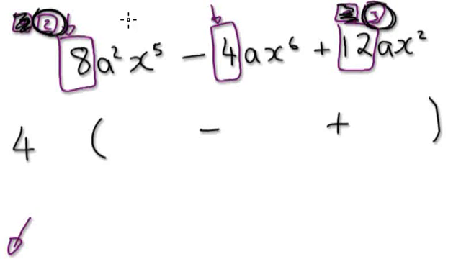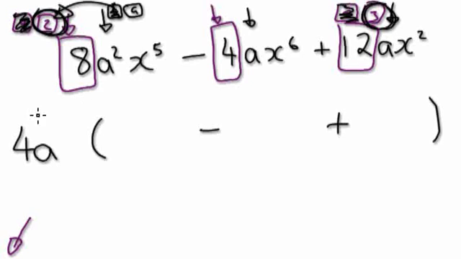Now, let's look at the a. You've got a squared here. You've only got 1a here. You've got 1a here. So there is a common factor. The highest one is a. Here you can visualize this as a times a. So we are removing 1a. Okay, we're taking the a out. So we've sorted out the a.